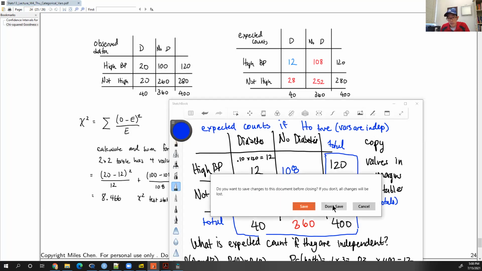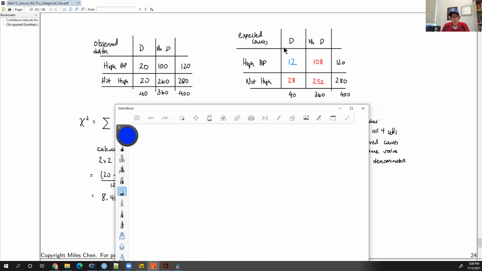All right, so now we have the observed counts and the expected counts, and now we can calculate the chi-squared statistic. Our chi-squared statistic, again, is the sum of the observed minus the expected, squared, divided by expected. And we're going to sum all four internal cells of the 2 by 2 table.